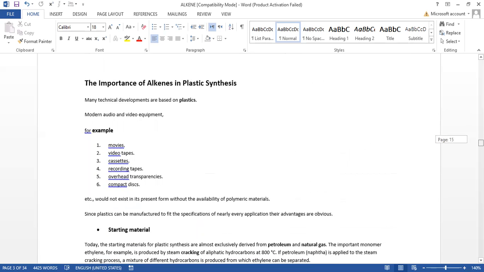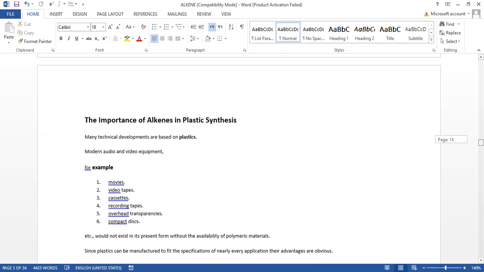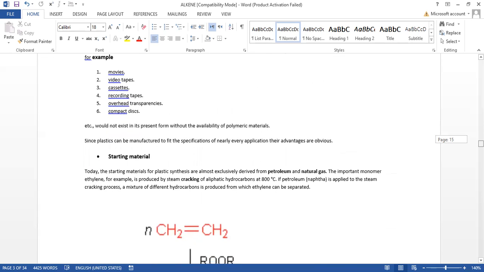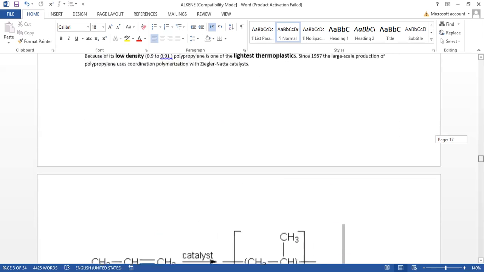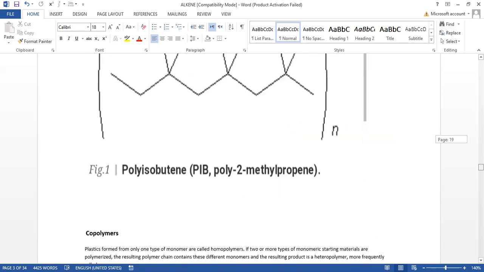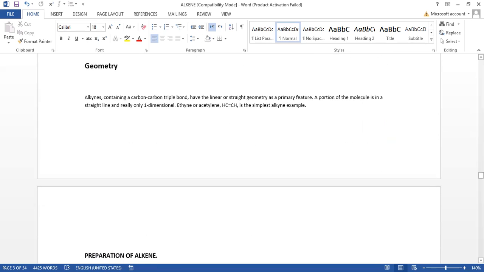It is of great importance in plastics, in movies, in videotapes, in cassettes, in recording tapes, in overhead transparencies, compact discs, and discs. It is used as a starting material in industries. Now moving towards the geometry. Its geometry is sp2 hybridized.